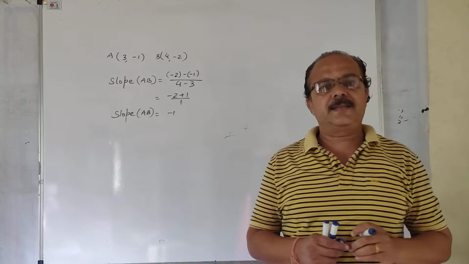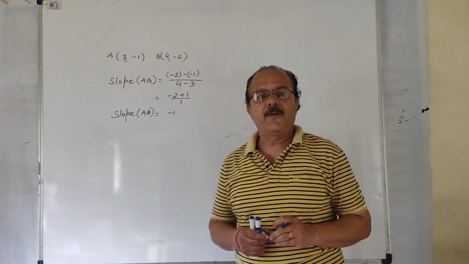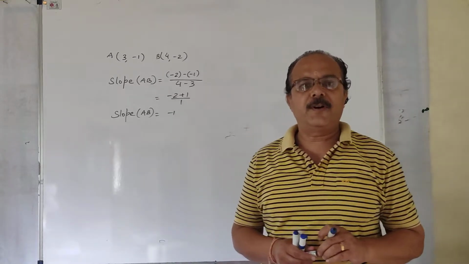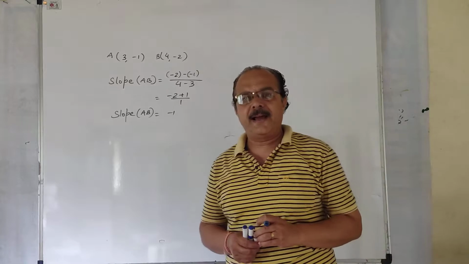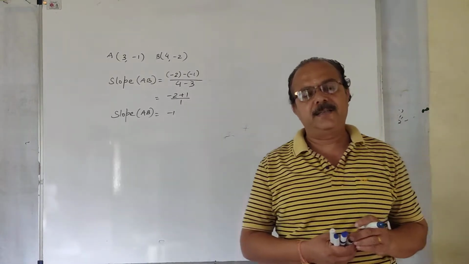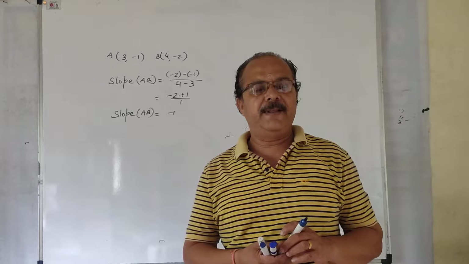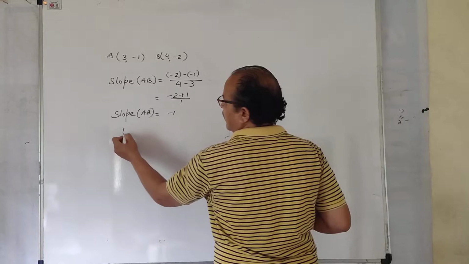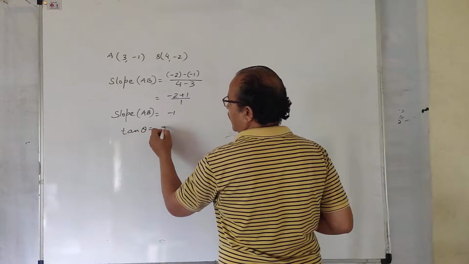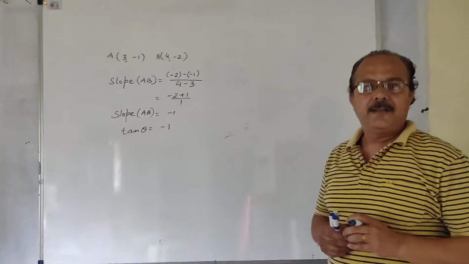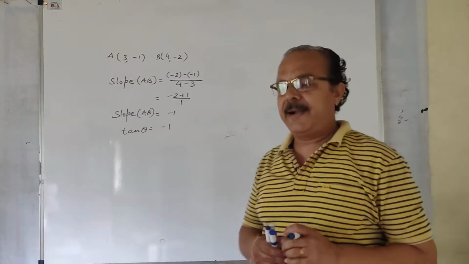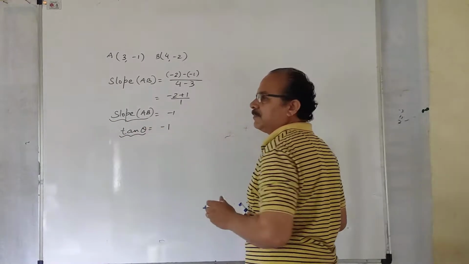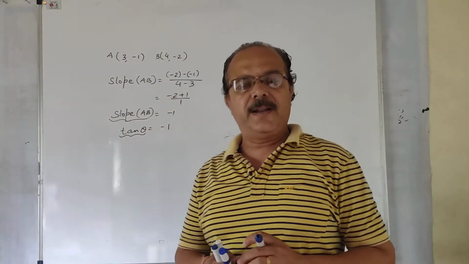Now as we are finding the angle with the x-axis, we will just calculate tan theta, because theta is the angle made by the line with the x-axis. So what is the value of theta when tan theta is -1? Why am I writing tan theta? Because we know that slope is written as tan theta. Slope is the tangent of the angle of inclination.